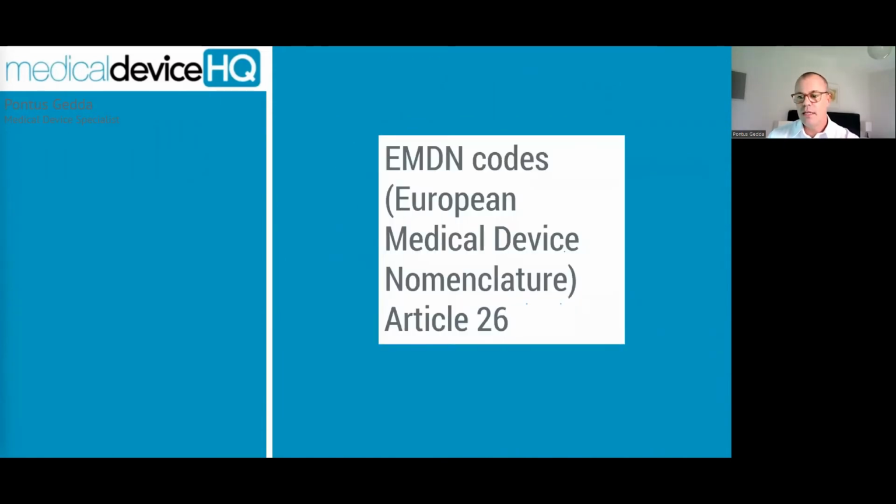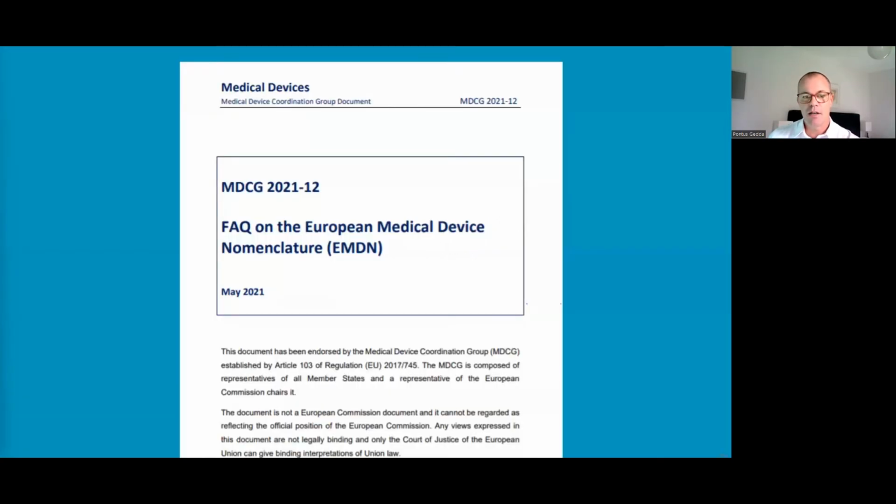EMDN is short for European Medical Device Nomenclature, and it is stipulated in Article 26 of the MDR that there must be a specific nomenclature set up in Europe for identifying different types of devices. And those EMDN codes are also not possible to find in the MDR itself. Rather, they are published on a specific website, actually. But luckily, there is also an MDCG endorsed document that clarifies this. So let's have a quick look into this specific MDCG document.